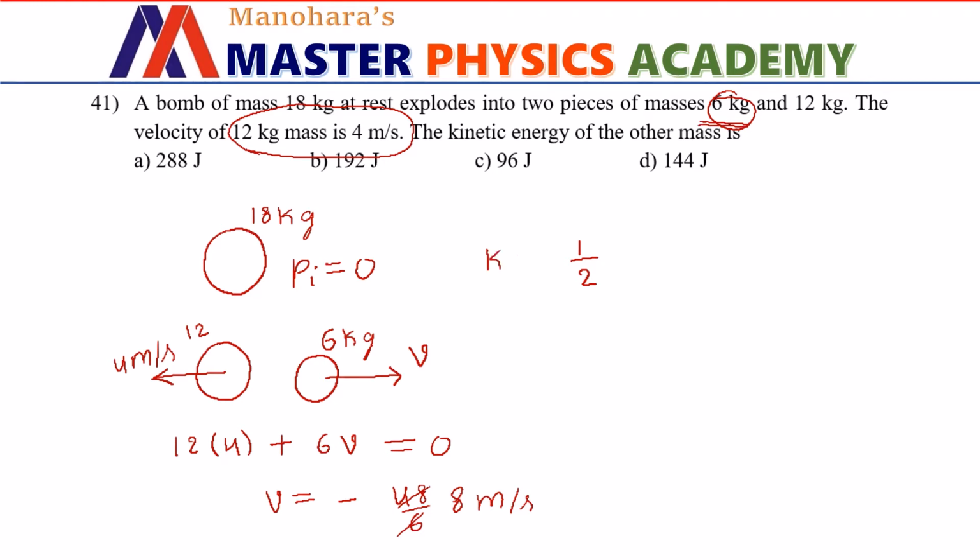So its kinetic energy will be equal to half into 6, which is mass, into velocity squared. What is velocity squared? It is going to be 8 squared here. So solving this, we will be getting 3 times 64. What is 3 times 64? It is 192 joules. So therefore the correct option is option B.